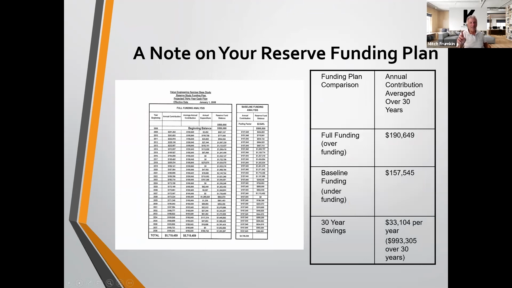Now, in this example, if you go from full funding, which I say is overfunding, in this case $190,000 a year, to baseline funding, $157,000, that's a $33,000 difference per year. So over 30 years, just by changing your funding plan, you can reduce your contributions by close to $1 million. Now, again, keep in mind, I don't recommend baseline funding, but this just gives you an example of what can happen just by changing your funding plan. So that's one place to look.